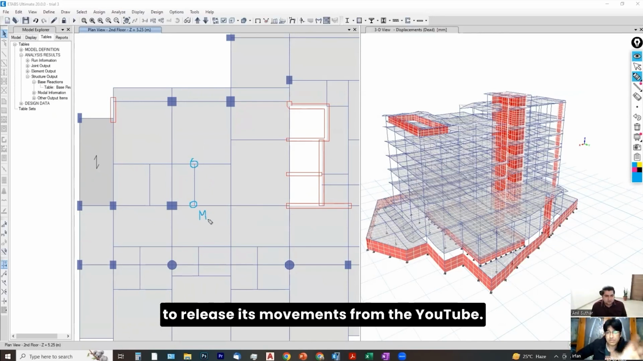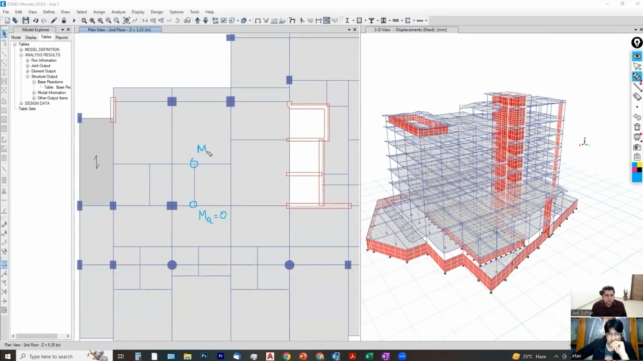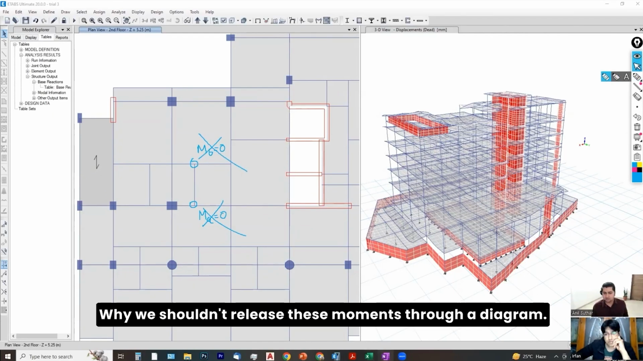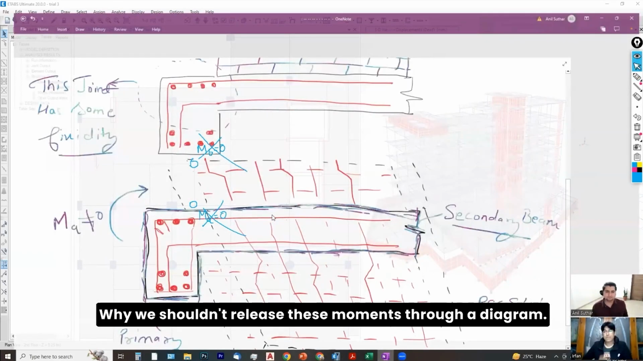You have learned it from YouTube. Primary beam will take the moments of these two. You have learned it from YouTube. Yes, sir. Okay, but this is completely wrong. Now we will discuss why we shouldn't release these moments, through a diagram.